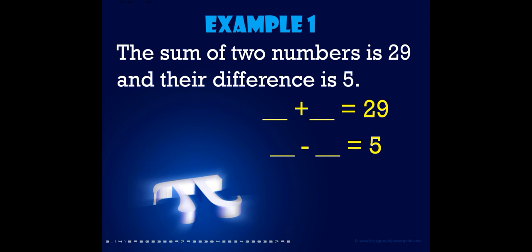So, hindi pa rin siya yung hinahanap nating numbers. Kapag ganon, adjust lang kayo or try lang kayo ng try hanggang sa makuha nyo na. Let's say 17 plus 12 is equal to 29, and 17 minus 12 is equal to 5. So, ang final answer natin dito sa first example is 17 and 12.